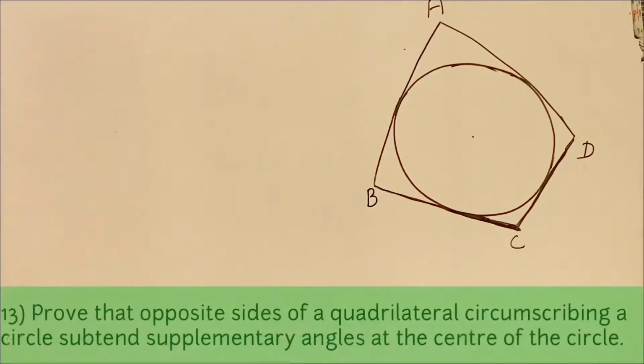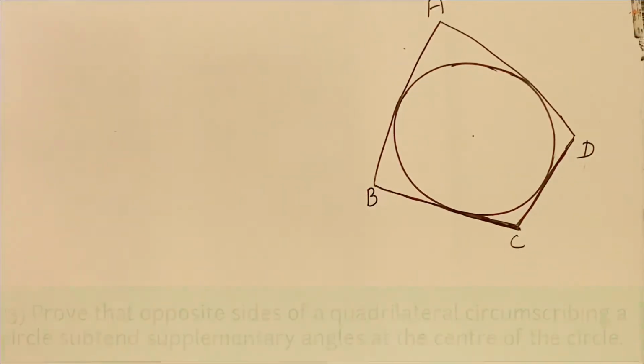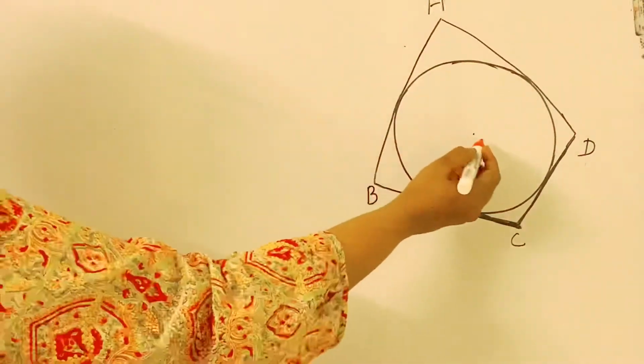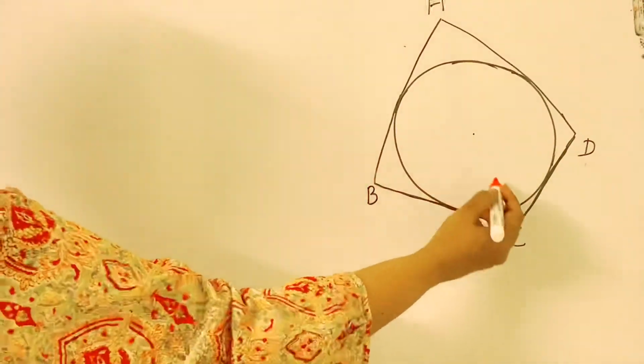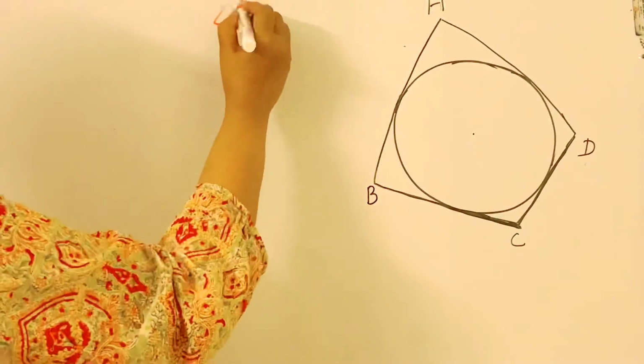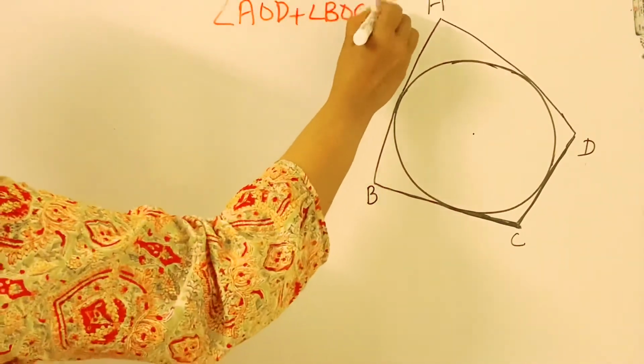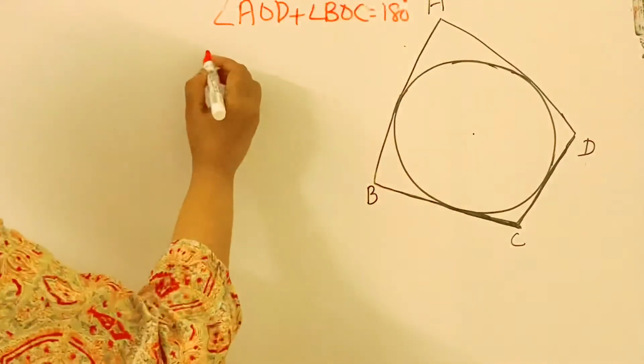Question number 13. Prove that the opposite sides of a quadrilateral circumscribing a circle subtend supplementary angles at the center of the circle. Look at the figure. In the figure, we need to prove that angle AOD plus angle BOC is equal to 180 degrees.